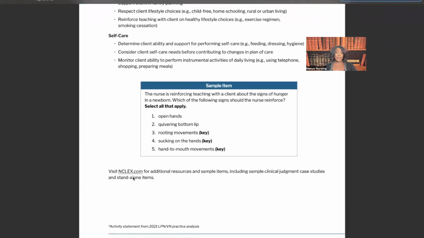All right, next question. The nurse is reinforcing teaching with the client about the signs of hunger in a newborn. Which of the following signs should the nurse reinforce? Select all that apply. All right, guys, how do we treat select all that apply? As true or false? And again, we have the answers for us. 1, open hands, false. When do we see the newborn with open hands? If they get startled, they'll do that, right?